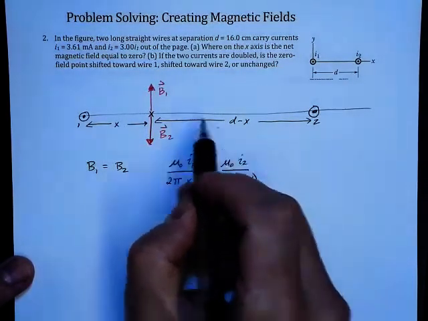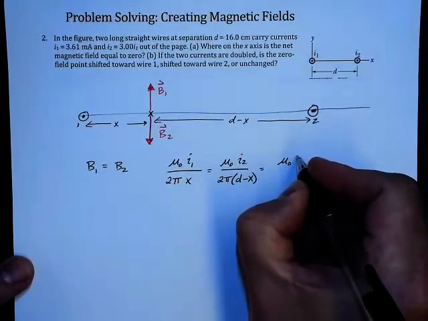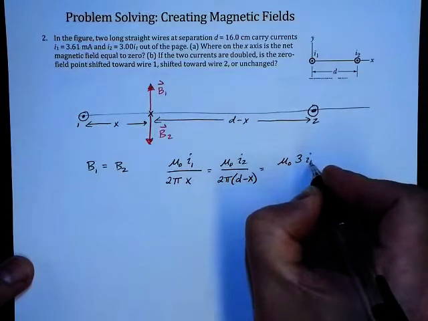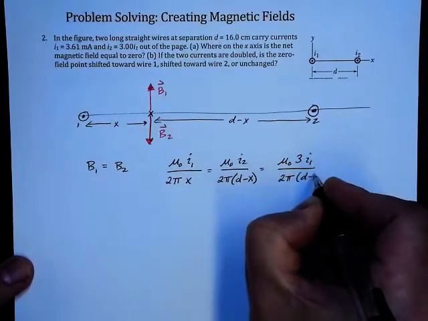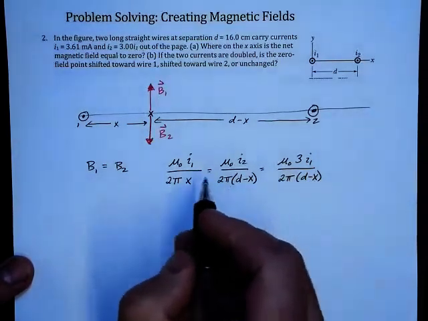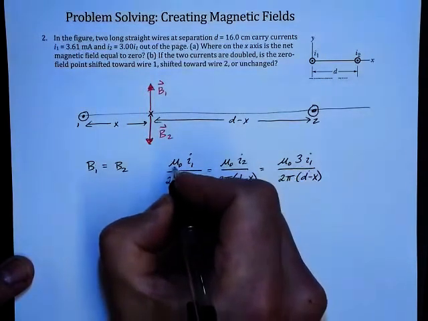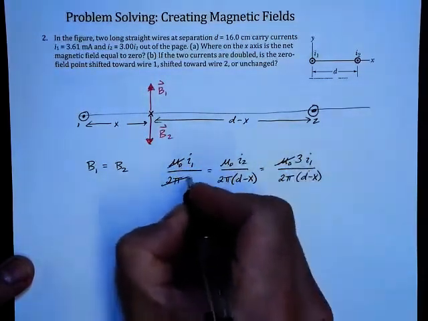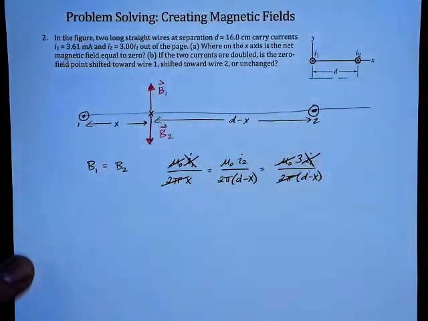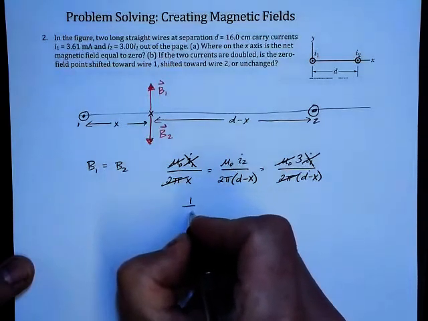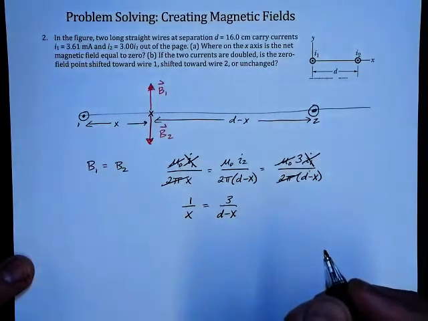But I2 is equal to 3 times I1, so I'm actually going to rewrite this as mu 0 times 3 I1 over 2 pi times d minus x. Many things cancel out if I look at the first and third items in my equality. Mu 0 goes away, 2 pi goes away, and even I1 goes away, and that's going to help us answer question B. So we could rewrite this as 1 over x equals 3 over d minus x.